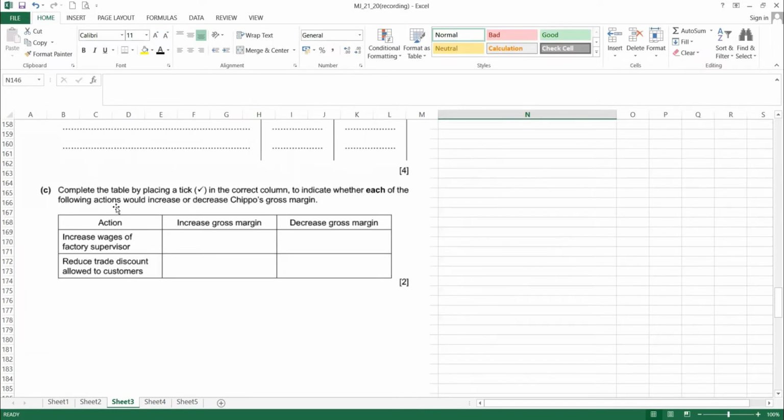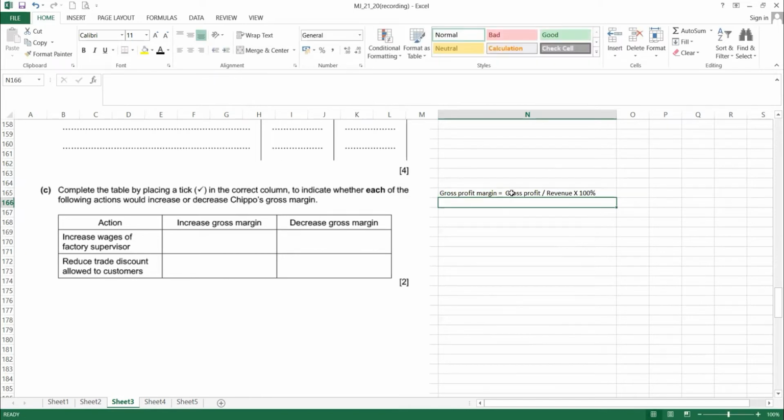Okay, complete the table by placing a tick to indicate whether each of the following actions will increase or decrease the gross profit margin. So first of all, what is a gross margin? Gross margin means gross profit margin. The formula is gross profit divided by revenue times 100%.